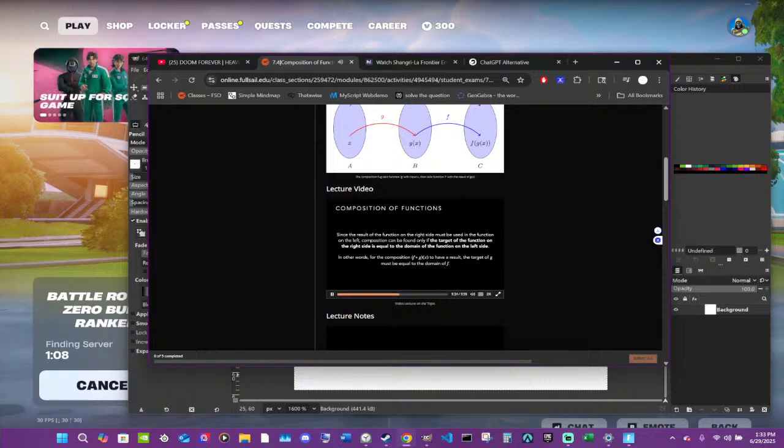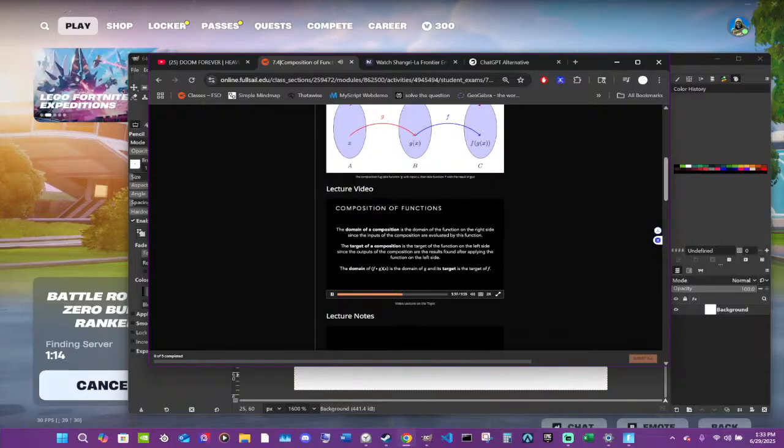For example, the composition of f of g of x has a result if the range of g is equal to the domain of f. The domain of a composition is the domain of the function that appears on the right-hand side, since the inputs for the composition are evaluated by this function first.